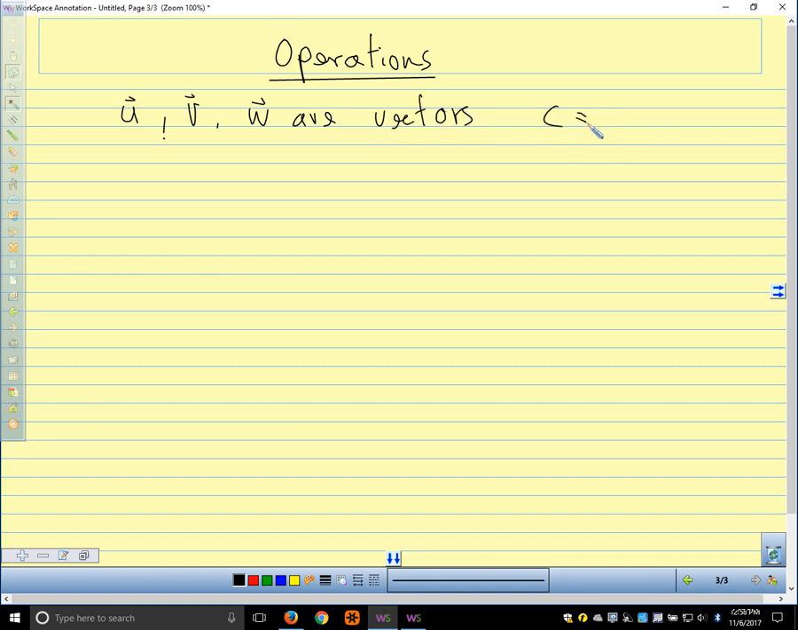And c is a scalar. u dot v equals v dot u. The order that we do the dot product in doesn't matter. With the other way that we'll multiply vectors, that doesn't turn out to be the case. So we don't always have commutativity.